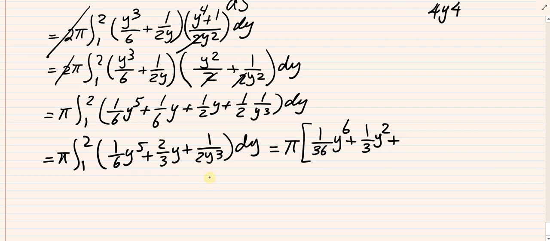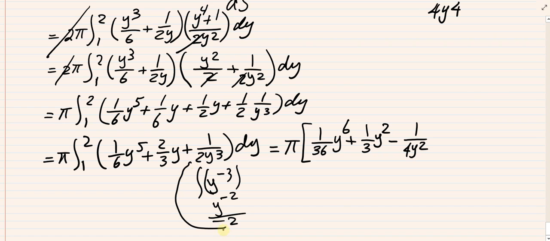And 1 over y cubed, remember, that's y to the -3. The integral of that is going to be y to the -2 over -2. So that's just going to make this -1 over 4y squared then. The 2 times 2 makes it 4, the negative is there, and of course the y squared is the y to the -2 part. So you can verify that.